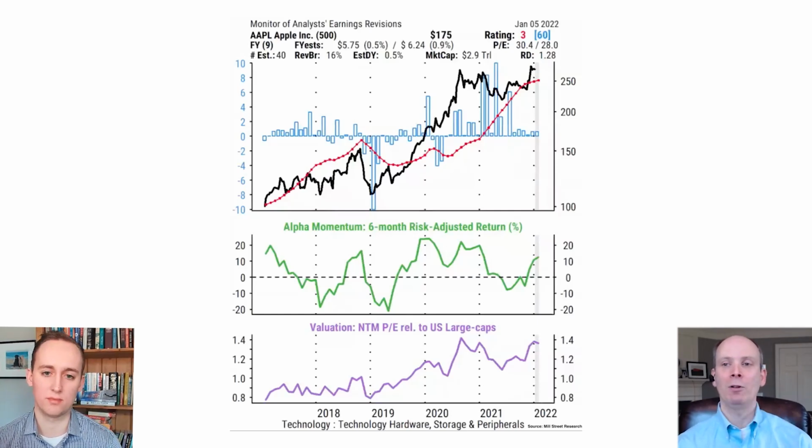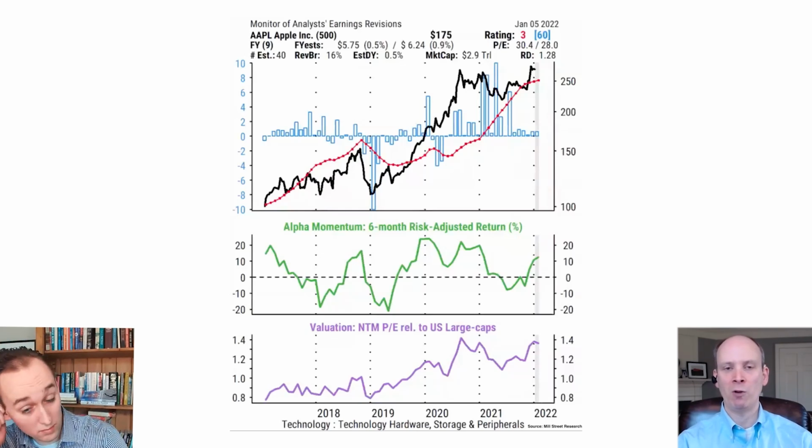Right. So Apple does still have net positive revisions. The red line is still rising, but as you can see, the slope has come down some. It was rising steeply up until a few months ago, and now it's rising at a much more moderate pace. The revisions breadth figure is 16%. So a majority of analysts are raising estimates, but it's a slimmer majority now than it was during most of 2021.